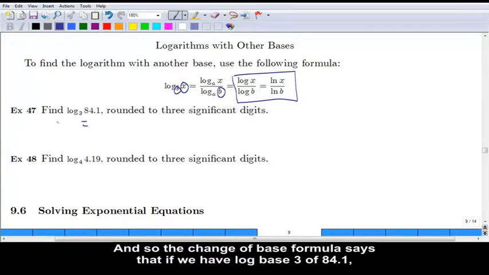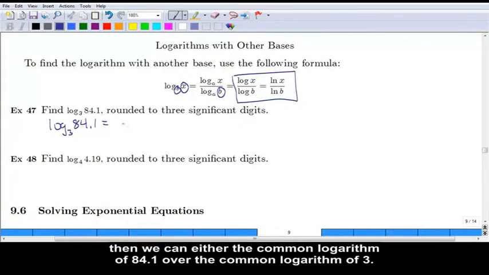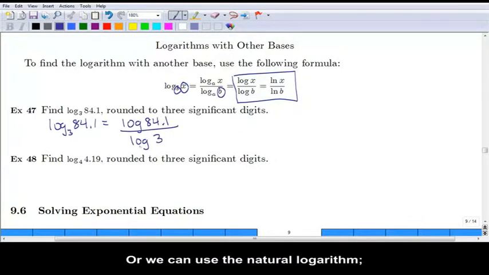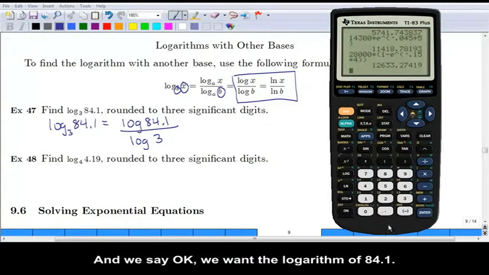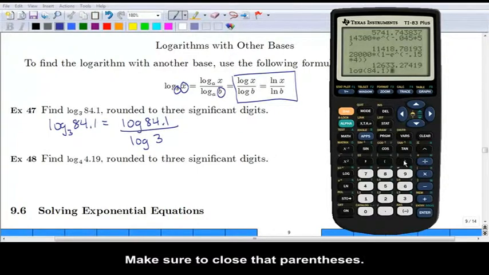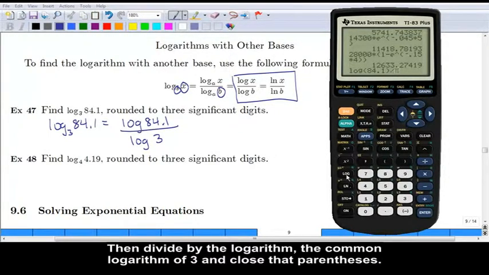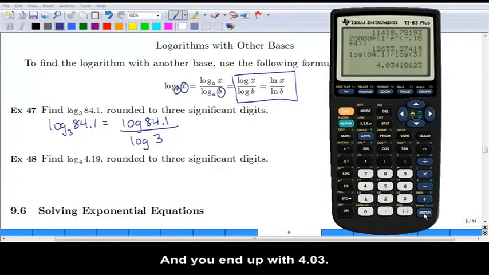And so the change of base formula says that if we have log base 3 of 84.1, then we can take either the common logarithm of 84.1 over the common logarithm of 3, or we can use the natural logarithm. It's up to you which one you want to use. And so we plug this into the calculator and we say, okay, we want the logarithm of 84.1, make sure to close that parentheses, then divide by the common logarithm of 3, and close that parentheses. And you end up with 4.03.